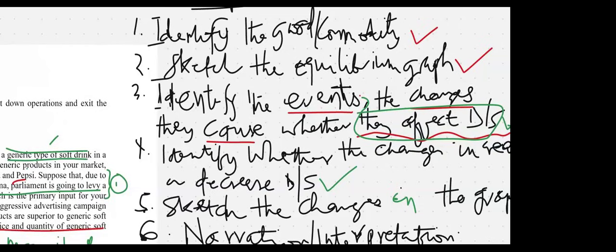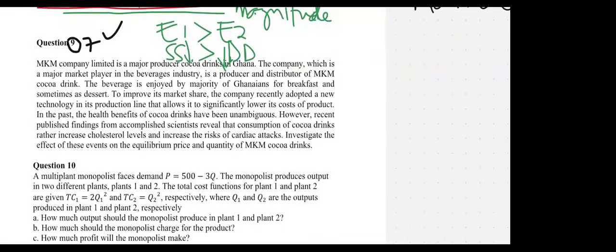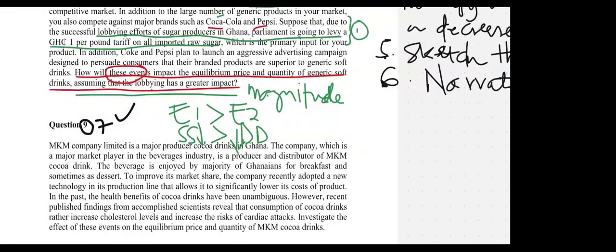But if you practice on a lot of questions, you will gain the mastery of identifying the event and how it can immediately affect demand or supply without noticing the changes. In some questions, you can easily tell this event will affect demand, this event will affect supply. So that's it. Let's move on to question 7. Then I'll close.